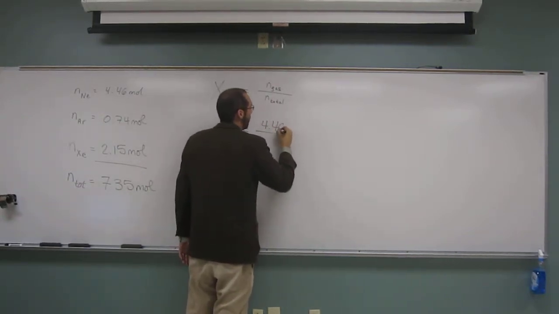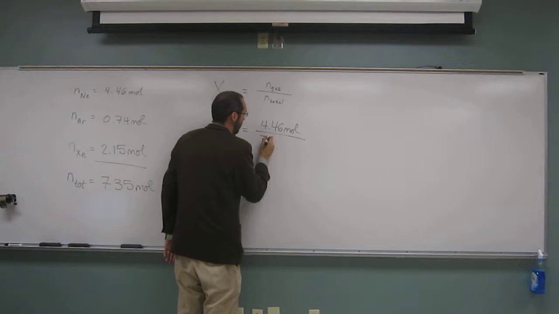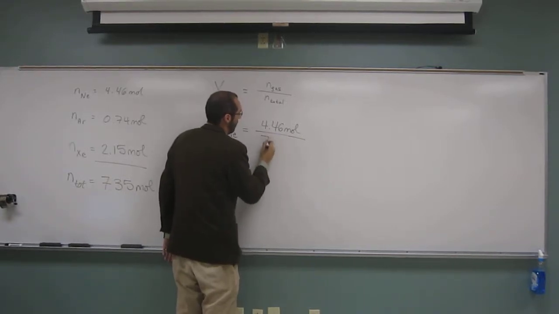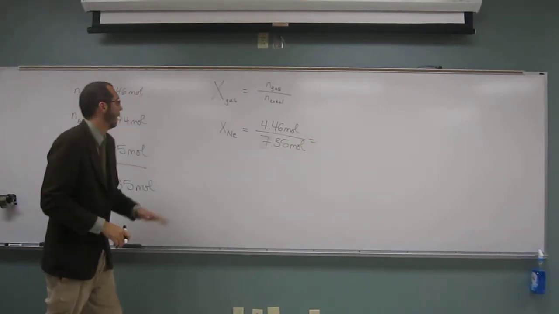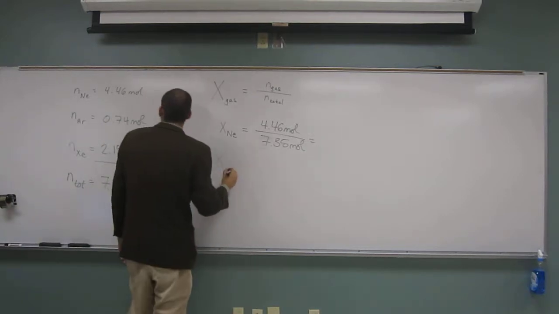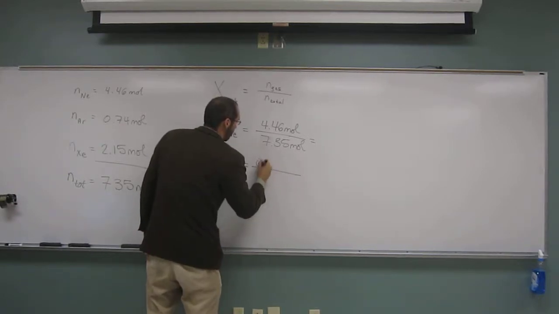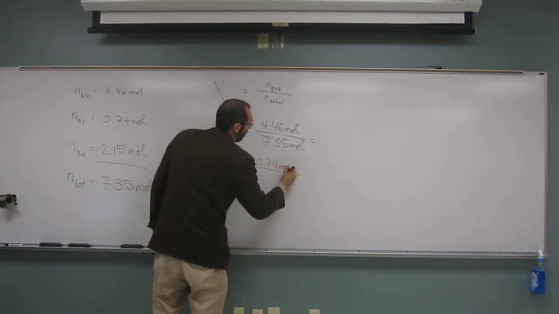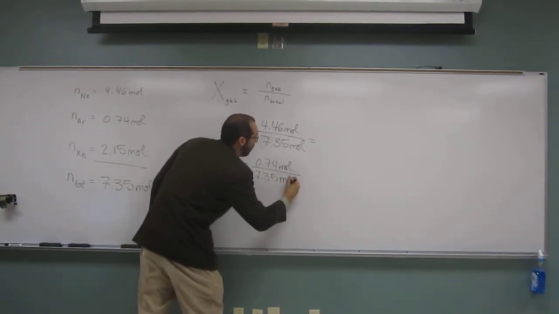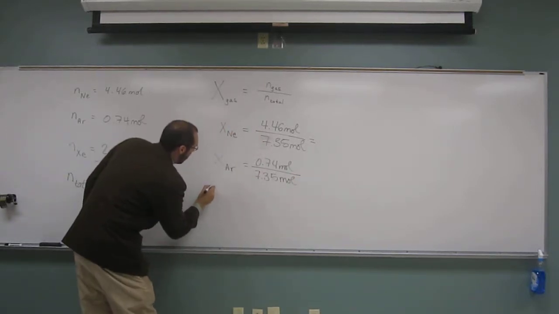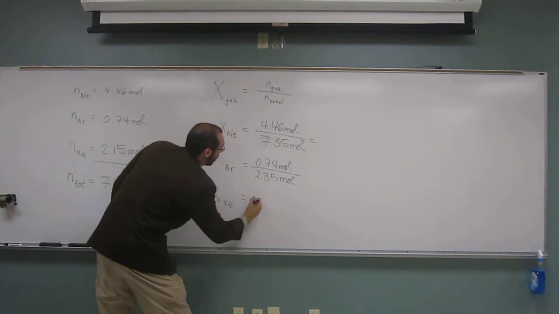4.46 moles divided by 7.35. The mole fraction of argon, what's going to be on top? 0.74 moles. And on the bottom, 7.35 moles, right? And the mole fraction of xenon, what's that going to be?